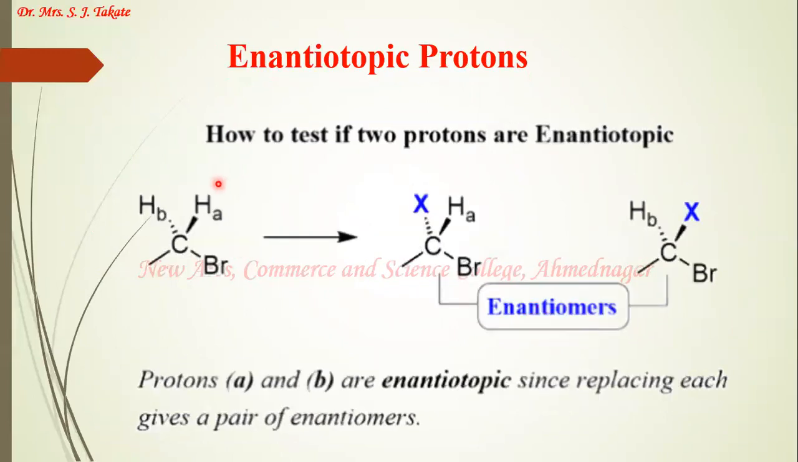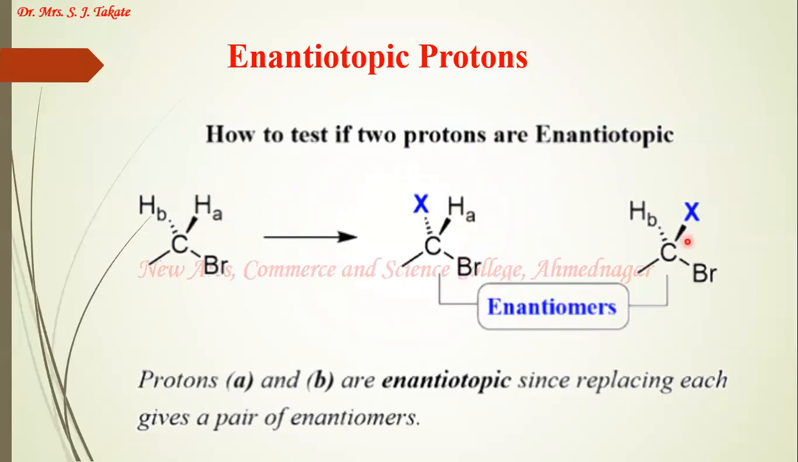Let us take this second example. What is this? This is ethyl bromide, and the two protons of the methylene group of ethyl bromide are A and B. Let us replace these protons one by one with an X group. First, this proton, which is going behind, is replaced by X. I am getting this compound. And the second time, I am going to replace the Ha proton with the X group.